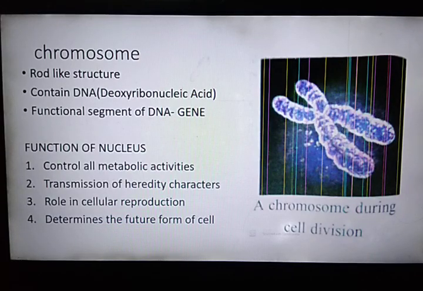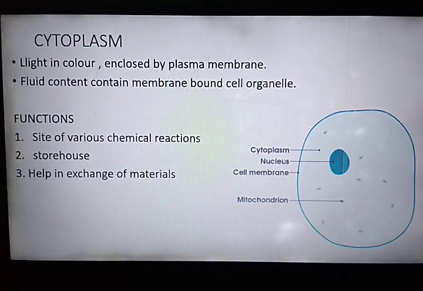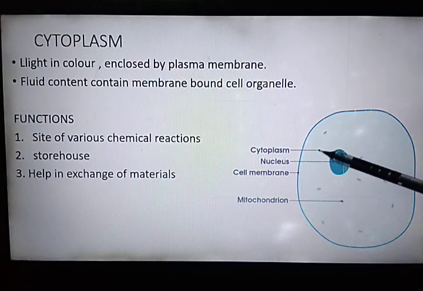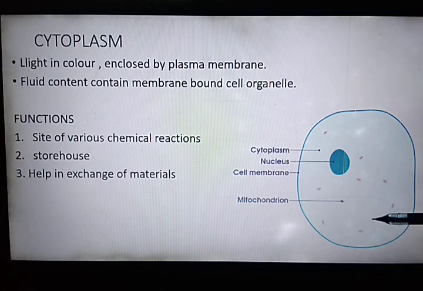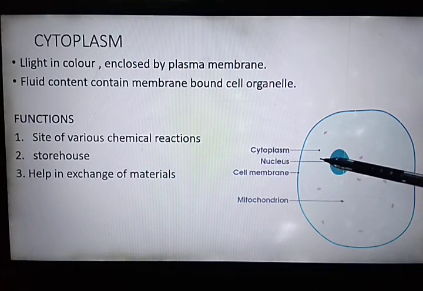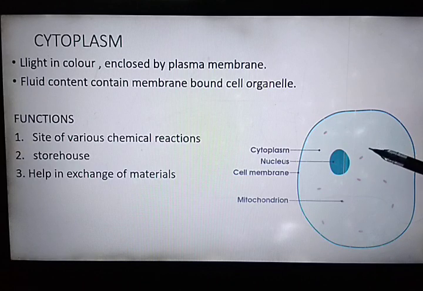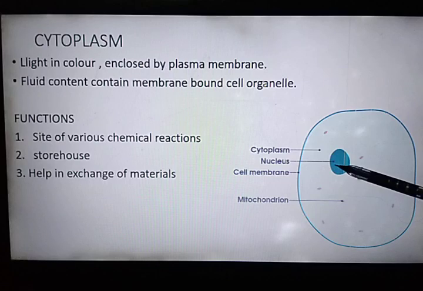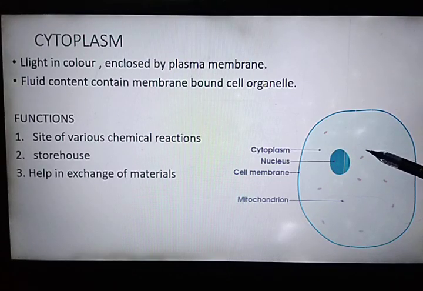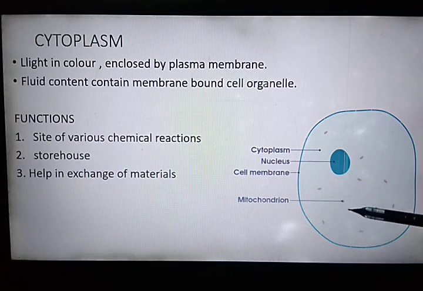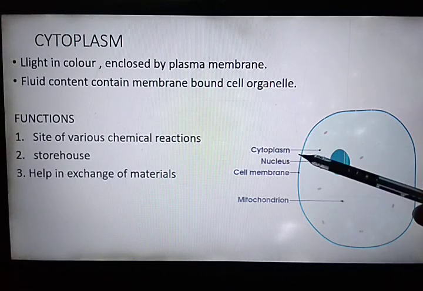Next topic is cytoplasm. Now, when we observe the cell, we have studied about the nucleus and plasma membrane. Now the cell is filled with a fluid-like substance known as the cytoplasm. So when we stain a cell, what we observe, as I told you earlier, is that the nucleus is darkly stained. Now the light stained part of the cell is known as the cytoplasm.